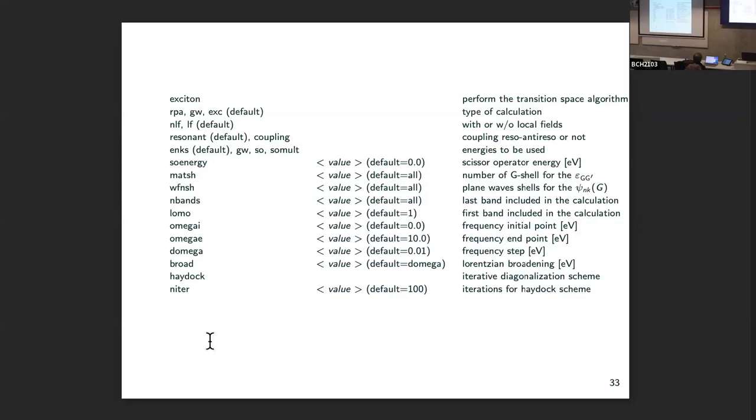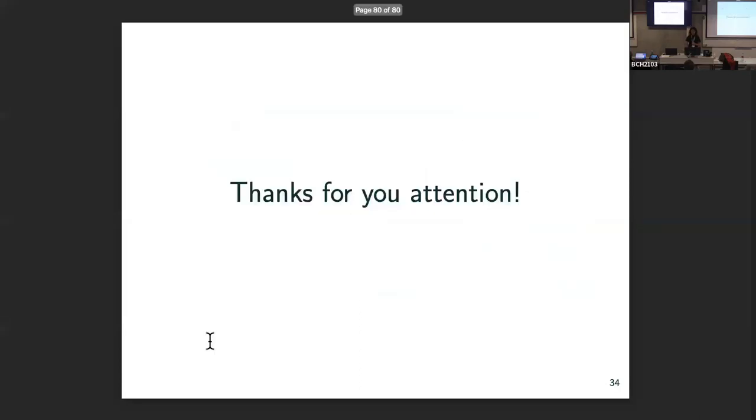And as usual, we can reduce the number of plane waves that we use to compute the matrix elements with this parameter, and we can also reduce the number of G vectors with respect to the total G vectors that we have in our dielectric matrix to calculate W, and also for the final spectrum. So that's all. I'd like to thank you for your attention.